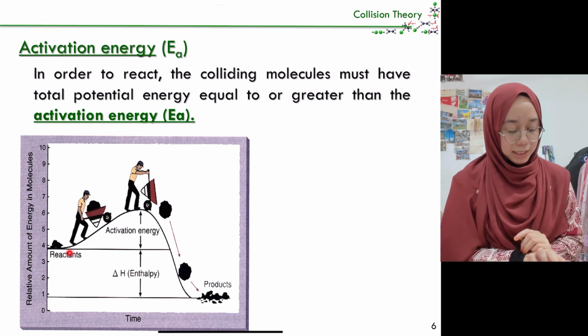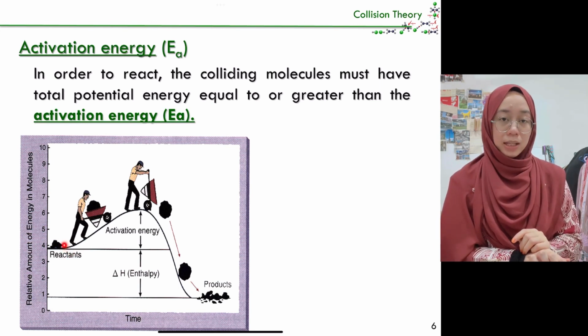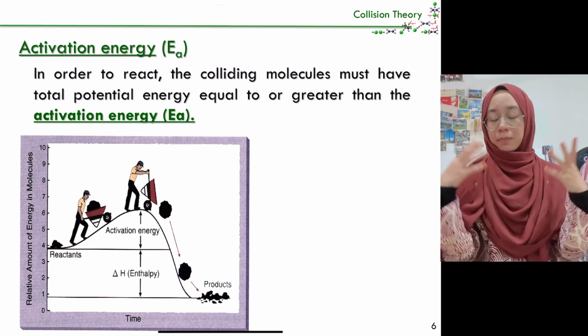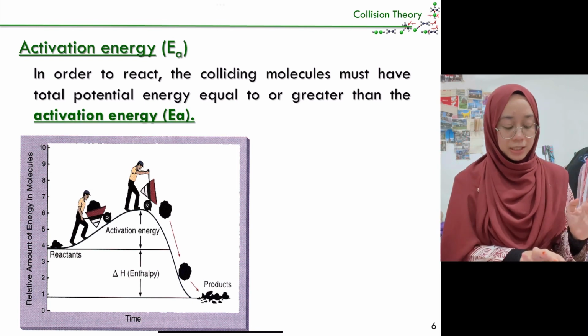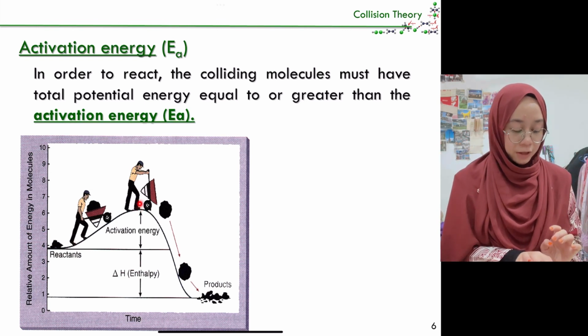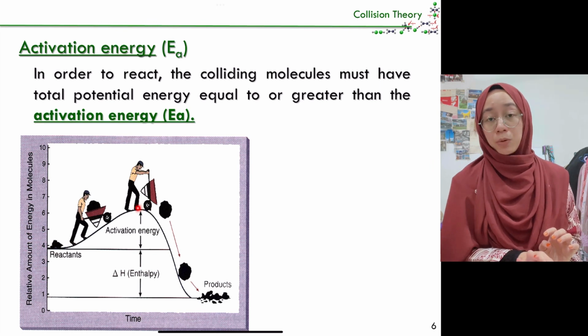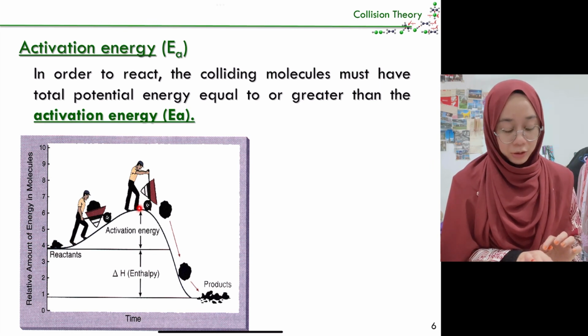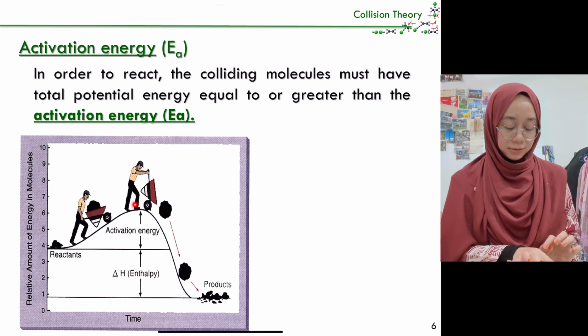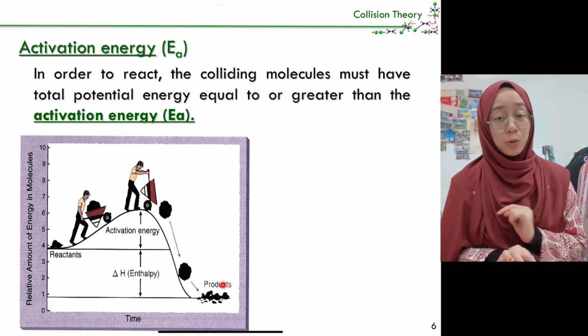Okay, so let's say kita start daripada reactant kat sini. So reactants nanti bila dia collide with one another, it needs to possess a certain amount of energy. It has to be equal to activation energy kat paling atas ni, ataupun more than this one here, more than the potential energy dekat bahagian atas ni, in order for it to form the new product.